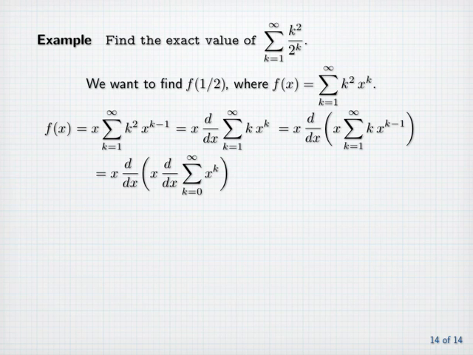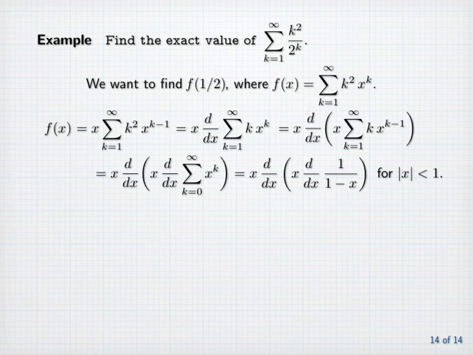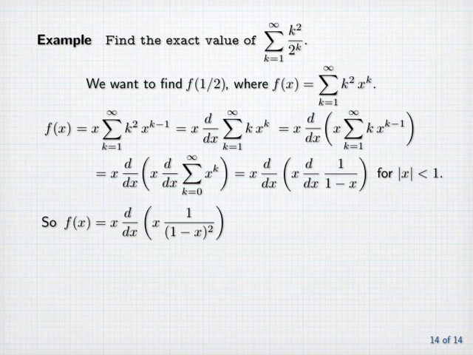That way we can use our simple formula for the sum of the geometric series. And now, using that closed form, we have that f of x is equal to x times the derivative with respect to x of x times the derivative with respect to x of 1 over 1 minus x, on the open interval where absolute value of x is less than 1. Now, by computing that innermost derivative, we have f of x equal to x times the derivative with respect to x of x times 1 over 1 minus x squared.